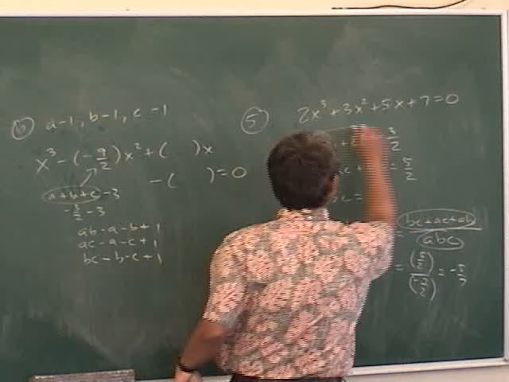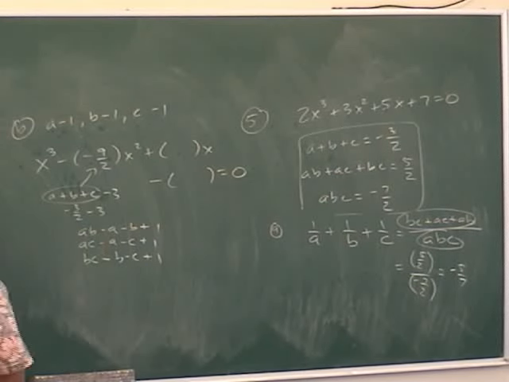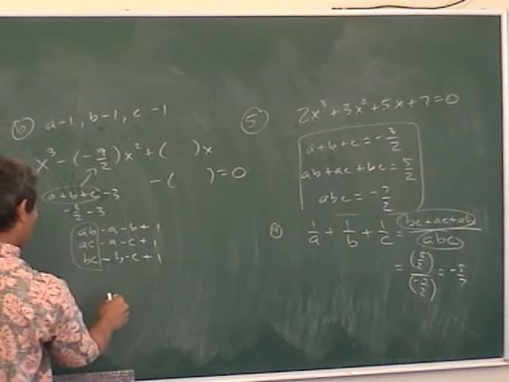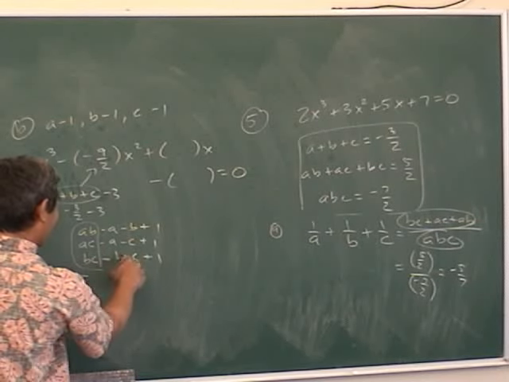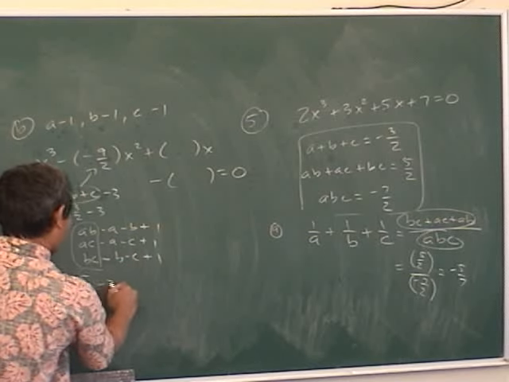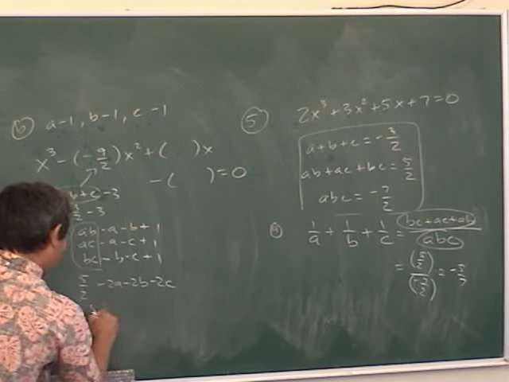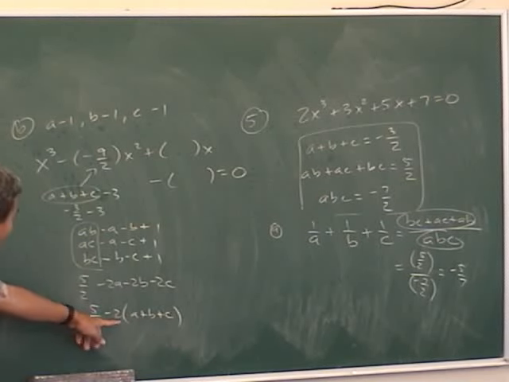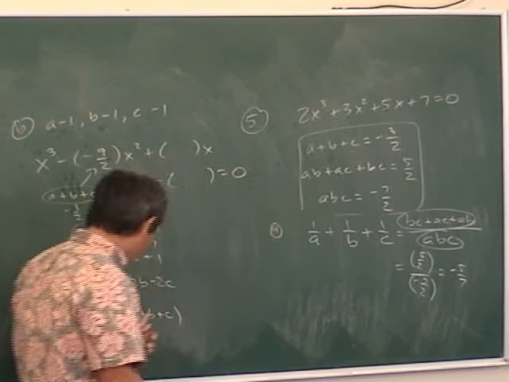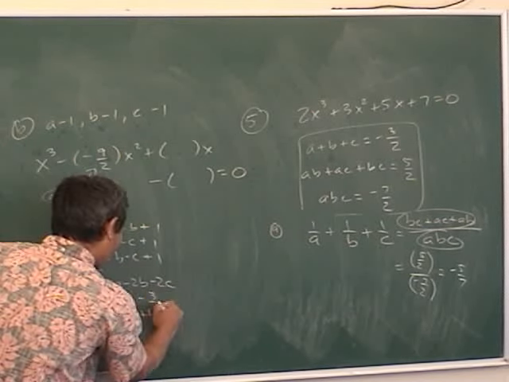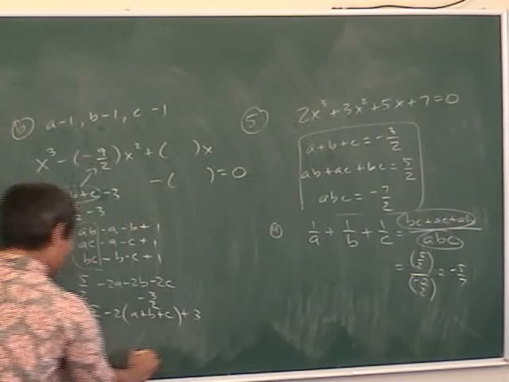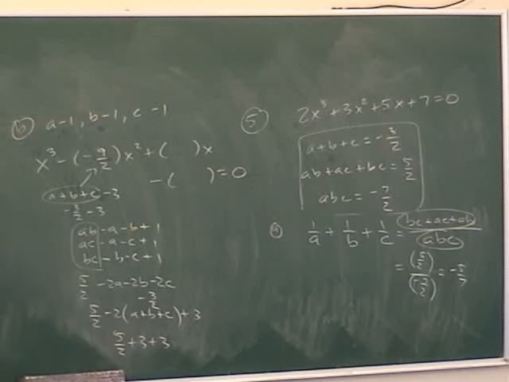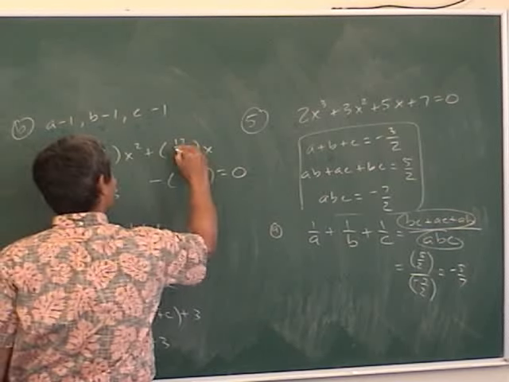Using these three things right here, can I figure out what this is? What's AB plus AC plus BC? 5 halves. Now, these two here: this is minus 2a minus 2b minus 2c. If I factor out the negative 2, what are you going to get? A plus b plus c, which is negative 3 halves. And then don't forget the 1 plus 1 plus 1 is 3. So what does this come out to? 5 halves plus 3 plus 3. What is 5 halves plus 6? 6 is 12 halves. 17 halves. That's the number that goes right there.